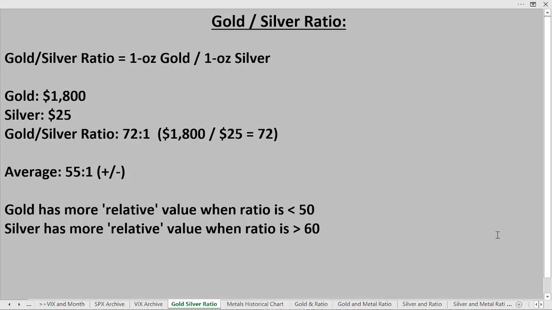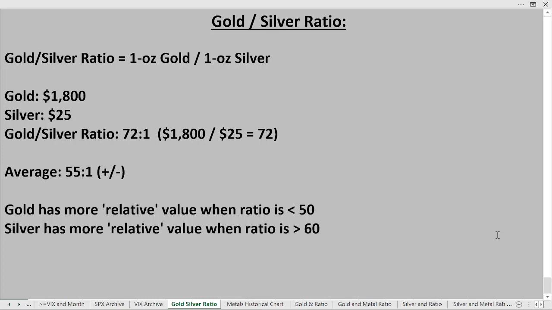Welcome back. We have another installment of What Are the Odds? We're going to take a look at probably a little lesser known tool among traders, but something that's been used for a very long time. It's the gold silver ratio. Essentially, it is the calculation of 1 ounce of gold versus 1 ounce of silver.